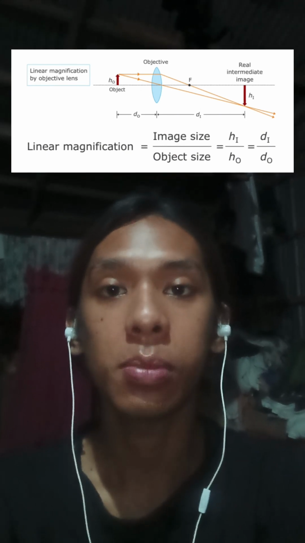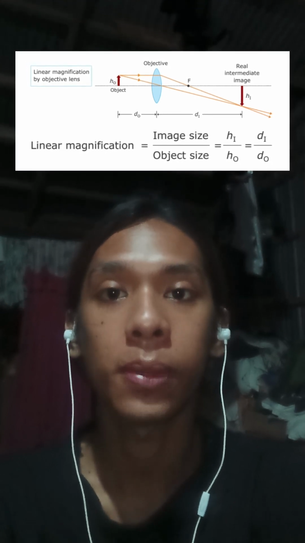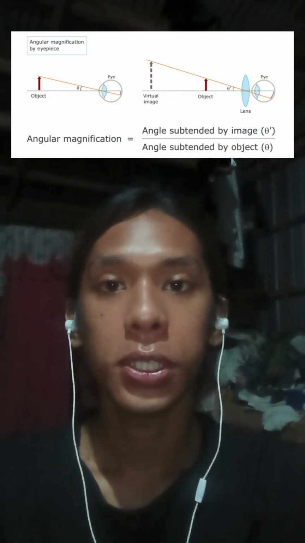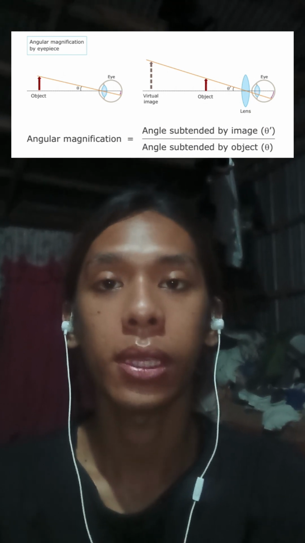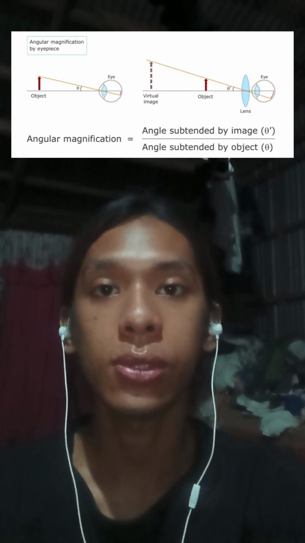The magnification produced by the objective lens is called the linear magnification of a compound microscope because it is measured in linear dimensions. It is the ratio of the image size to the object size. The magnification by the eyepiece is called the angular magnification. It is also known as magnifying power. It is the ratio of the angle subtended by the image on the eye when the microscope is used, and the angle subtended by the object without the microscope. The overall magnification is the product of the linear magnification of the objective lens and the angular magnification of the eyepiece, with the first image at the focal length.